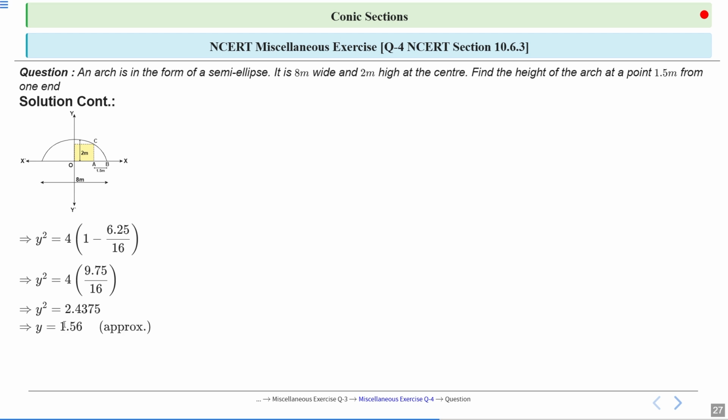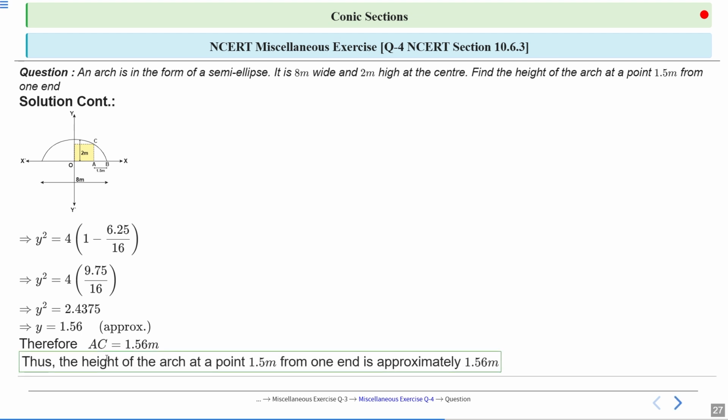So y is equal to approximately 1.56. Therefore, AC is 1.56 meter. Thus, the height of the arch at a point 1.5 meter from one end is approximately 1.56 meter. I hope it is clear to all of you. Now, let's move to the next question.